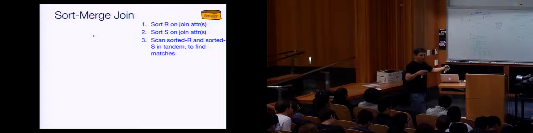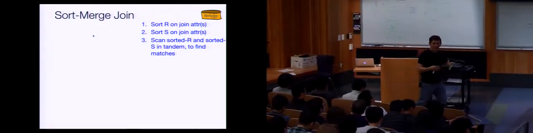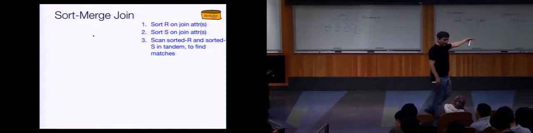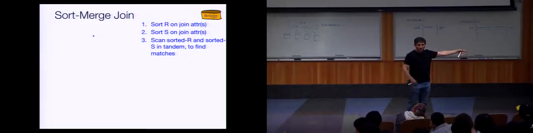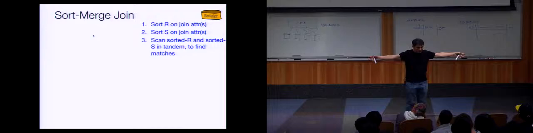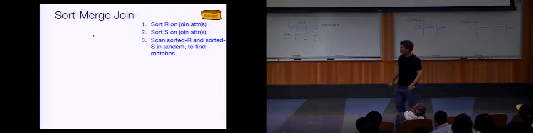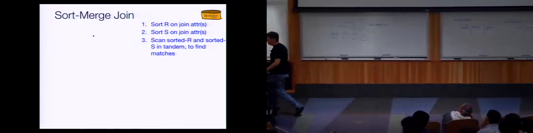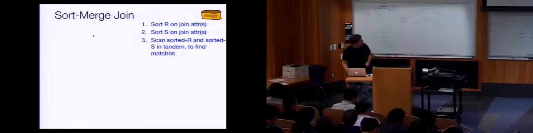You know, now we're dancing together. We got two relations we need to do it on, but it's going to be pretty straightforward. The basic idea is you sort R using the algorithm we already learned. You sort S using the algorithm we already learned. And then you merge them together, finding the things that match. That's the algorithm. It's pretty straightforward. We know the algorithm for sorting already.